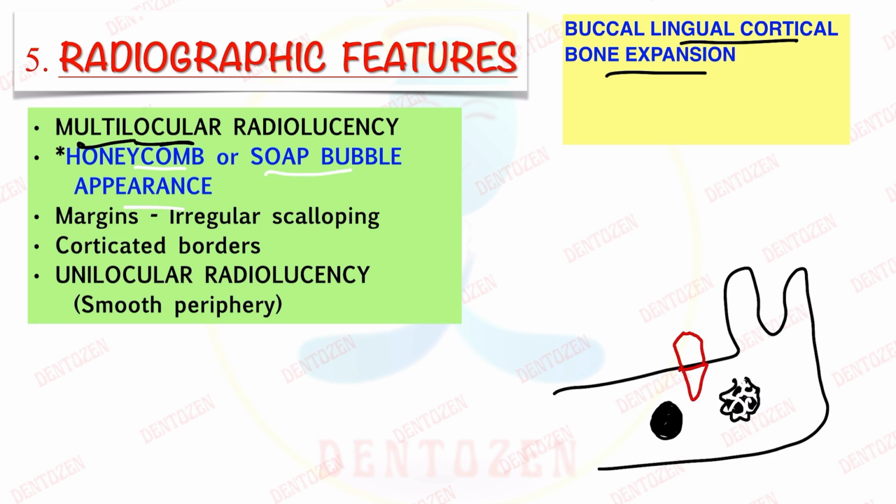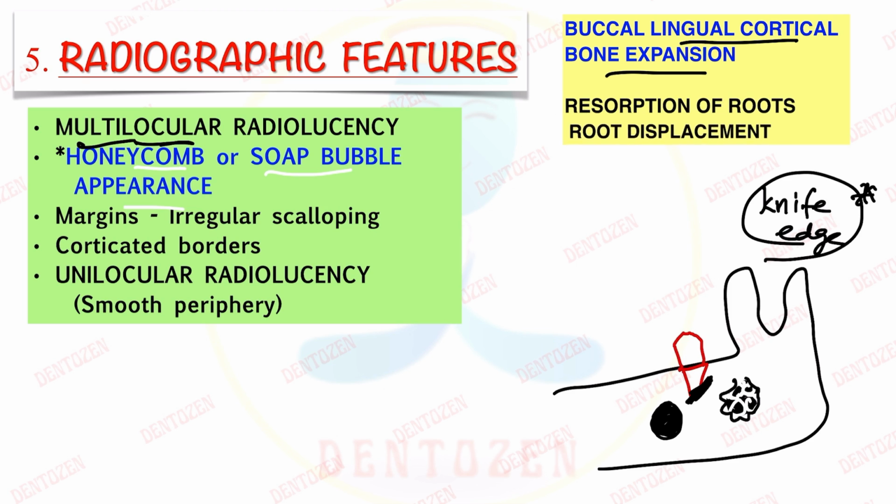Now, the important feature seen here is that the resorption of the roots caused by ameloblastoma is said to be knife edge resorption. That can be important for your entrance. Knife edge resorption of the roots can be caused by ameloblastoma. It can also cause the displacement of the roots.